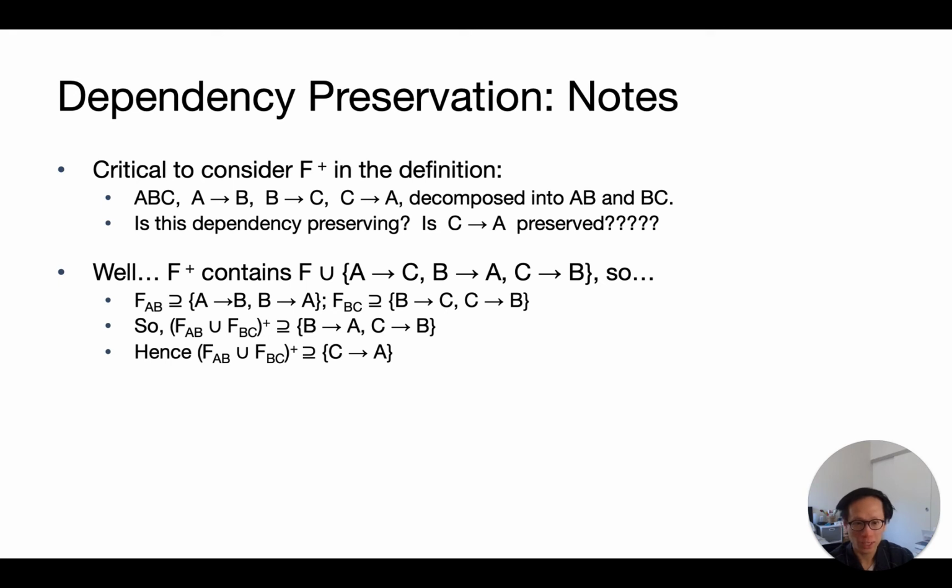So this is a case where it does appear to be dependency preserving, or at least we know that C determines A is preserved. Note that it's not obvious at all until we form the closure F plus in this case. But it does come out when we form that closure, as you see here on the slide.